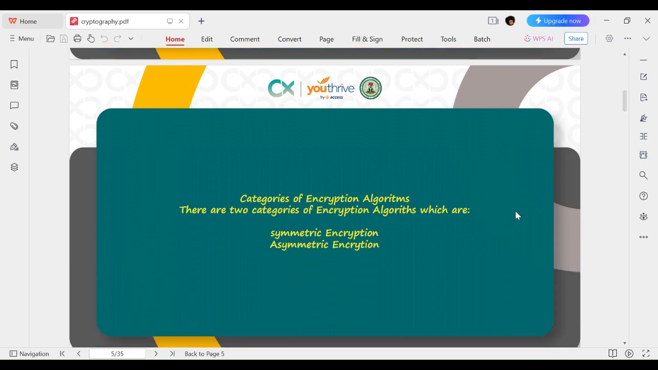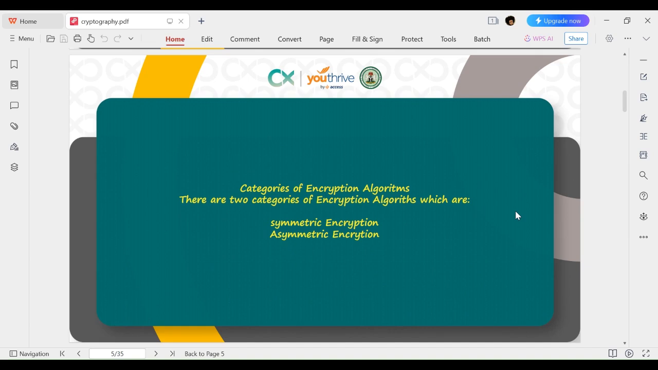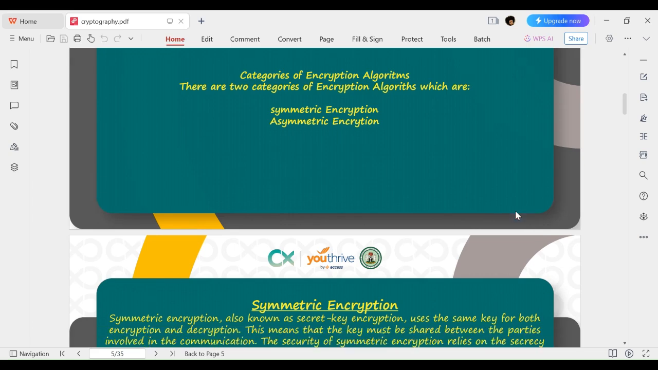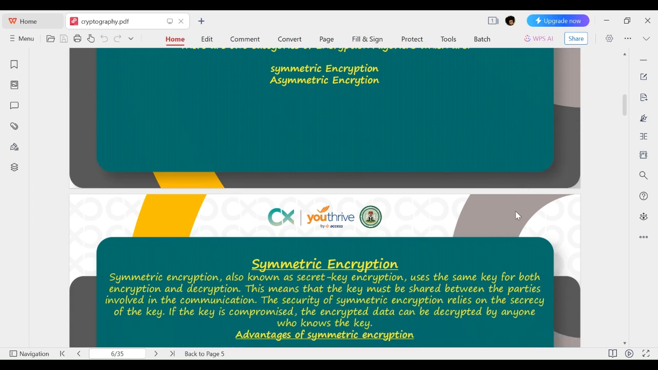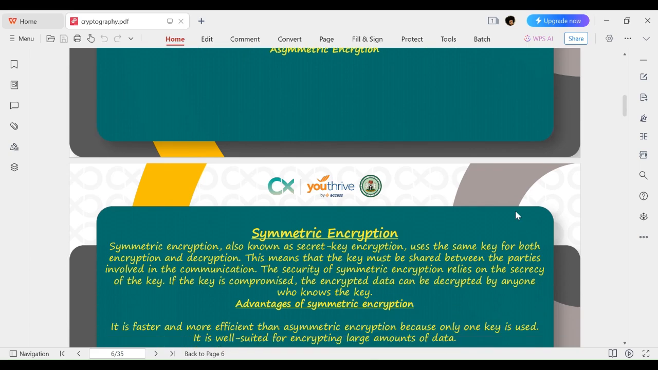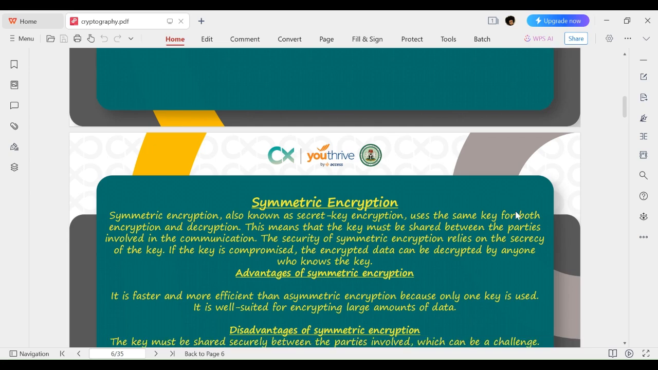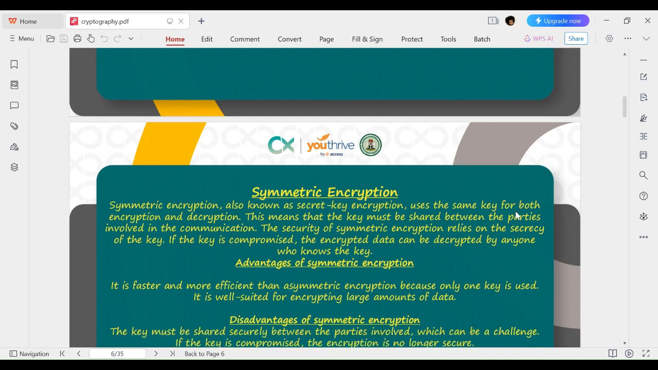So what are the categories of encryption algorithms? There are two categories of encryption algorithms, which are symmetric encryption and asymmetric encryption. Symmetric encryption, also known as secret key encryption, uses the same key for both encryption and decryption. This means that the key must be shared between the parties involved in the communication. The security of symmetric encryption relies on the secrecy of the key. If the key is compromised, the encrypted data can be decrypted by anyone who knows the key.